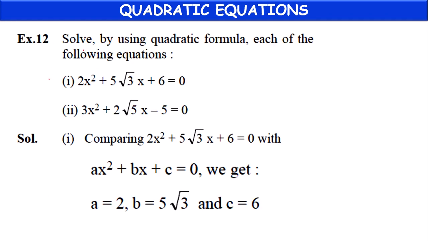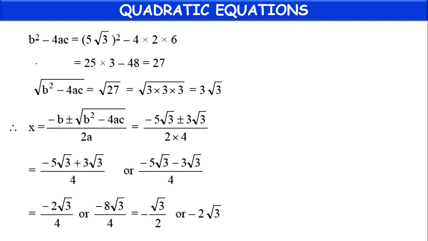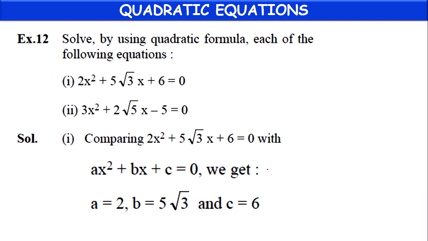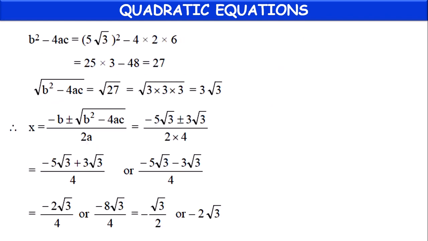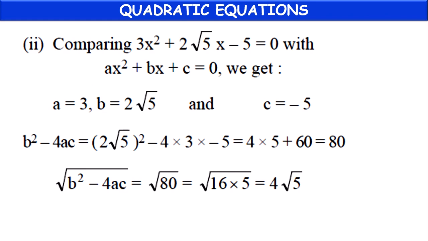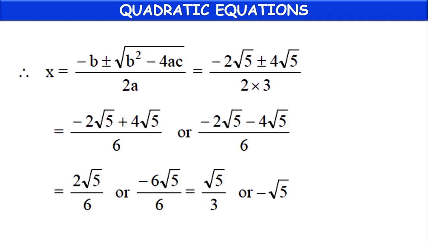Next, children, example 12. Solve the following equations by using the quadratic formula. You just have to note down the a, b, c values, then the discriminant value, then the root value. You have to substitute the values. You will get the roots, children, like we have done in earlier questions. Note down the answer, children. Later you can do it as homework. After that you can cross-check with the video. The second example also in the same manner, children. Same method. Just by using the formula you have to find the roots.